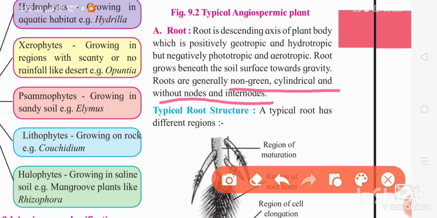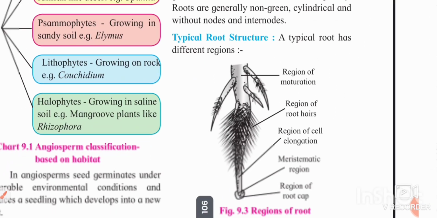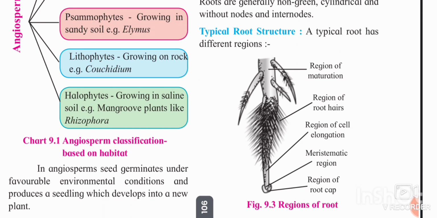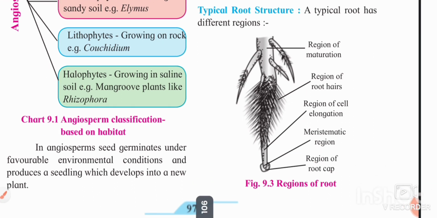In stem we will be seeing that stems have nodes and internodes. The region in between the nodes is termed as internode. तो स्टेम के पास नोड और इंटरनोड सब रहता है, बट यहाँ पे रूट में नोड और इंटरनोड देखने को नहीं मिलता है. Okay, now moving further with typical root structure. So root is having different regions. We will be seeing them one by one.